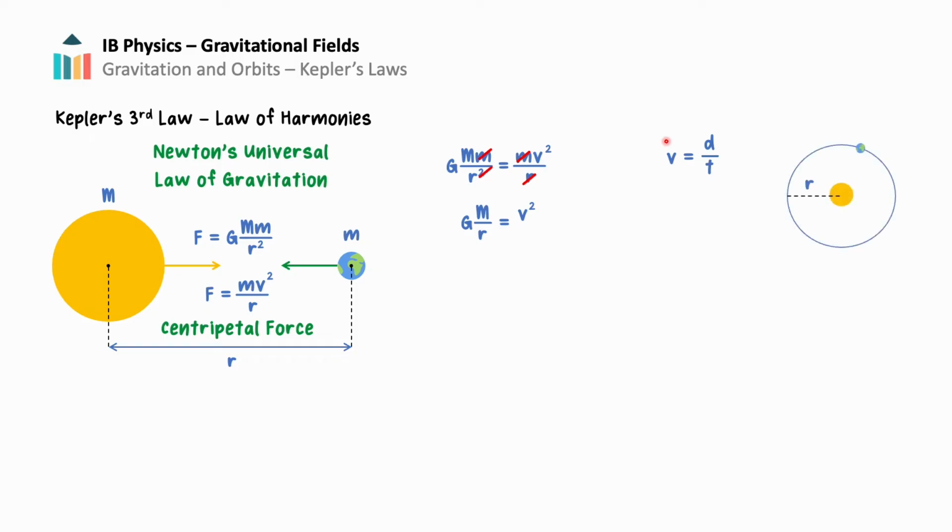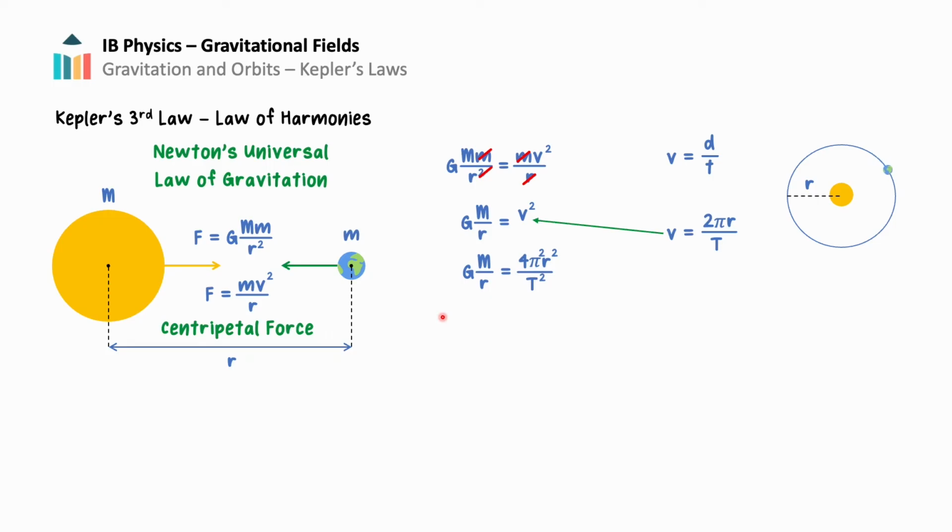In terms of circular motion, the distance is the circumference of the orbit, 2 pi r, where r is the radius of the orbit. This happens in one time period T, and therefore the orbital velocity is 2 pi r divided by T. Substituting this expression for v into our equation, we get GM divided by r is equal to 4 pi squared r squared divided by T squared. Don't forget to square all the terms, as so many students do.